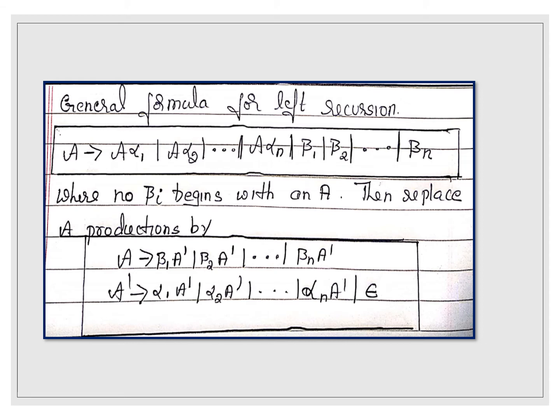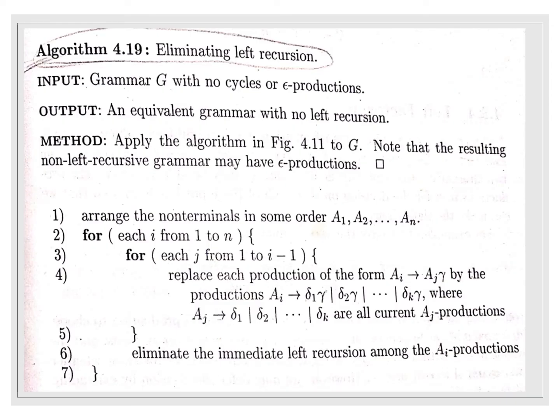So this is the general form. A derives A alpha 1, A alpha 2, etc., A alpha n | beta 1, beta 2, beta n. So how to replace this? A derives beta 1 A dash, beta 2 A dash, etc., beta n A dash. What is A dash? A dash derives alpha 1 A dash, alpha 2 A dash, etc., alpha n A dash | epsilon. So we have one algorithm that is used to eliminate left recursion. Let us study later how this algorithm works to eliminate the left recursive property from the grammar.